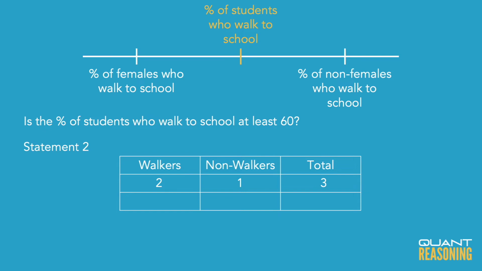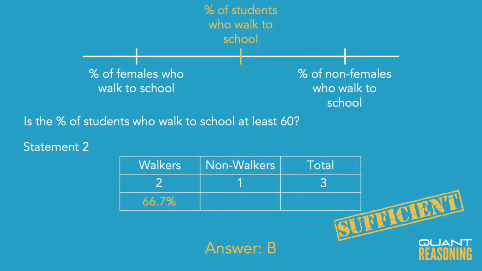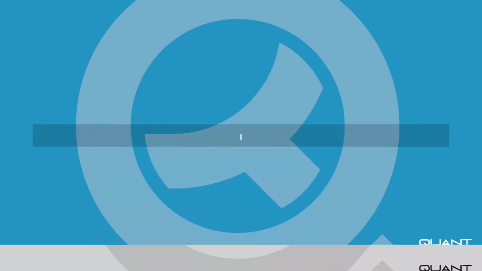And now I can see from my three-way ratio that the percent of students who walk to school is 2/3, also known as 66 2/3%, and that gives me a definitive yes, the percent of students who walk to school is at least 60%. In fact, I know exactly what it is. It's 66 2/3%. So statement 2 is sufficient on its own, and the correct answer is B.